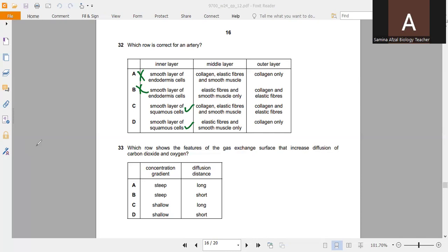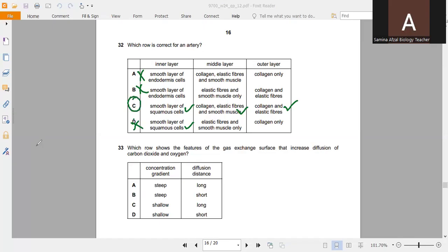Yes, elastic collagen, elastic fibers, and smooth muscles, all of them are present in the middle layer of an artery. Then the outer layer can have the collagen and elastic fibers. So according to this, D is not the correct option again.